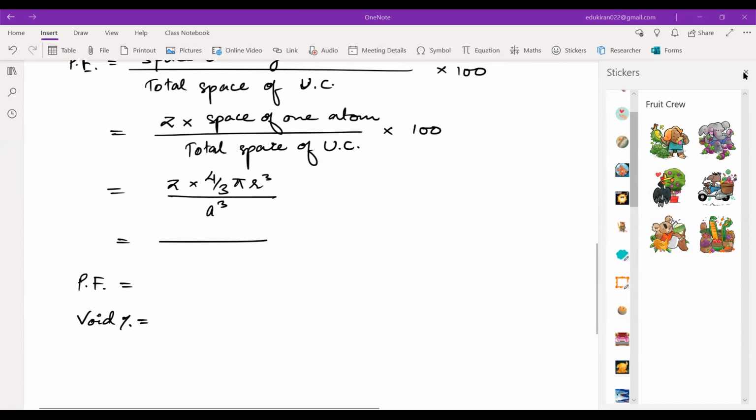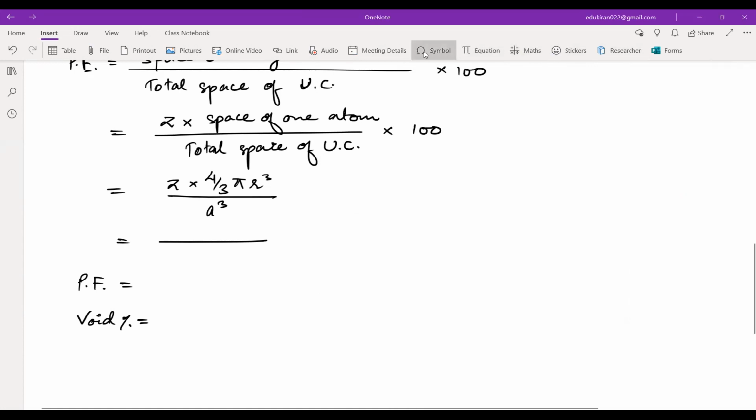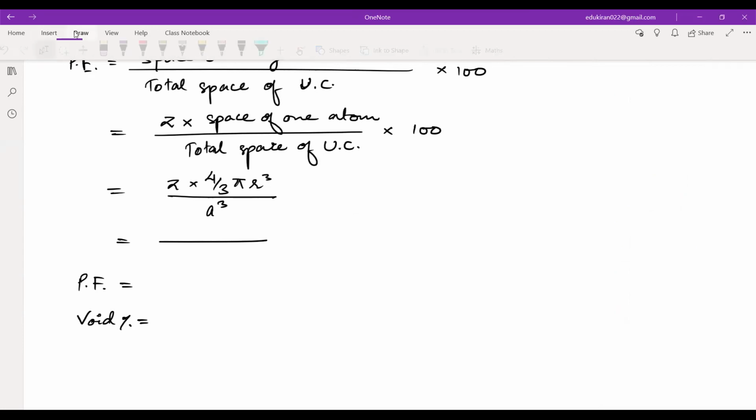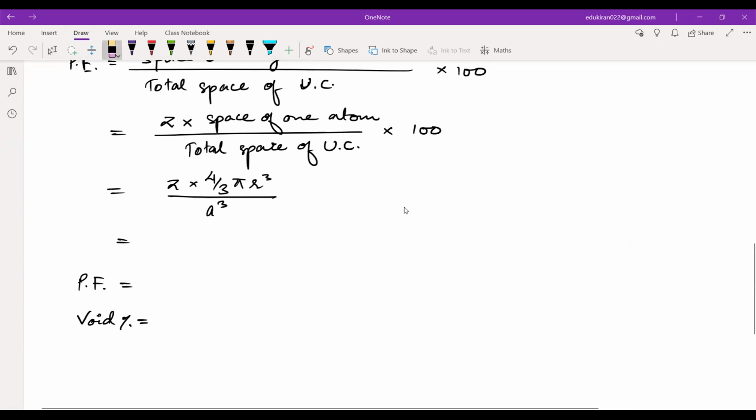Yes, Khalil, correct. Okay, so I think most of you have got the answer. It is 52.4%. Okay, so remember this: 52.4%. Packing fraction will be 0.52.